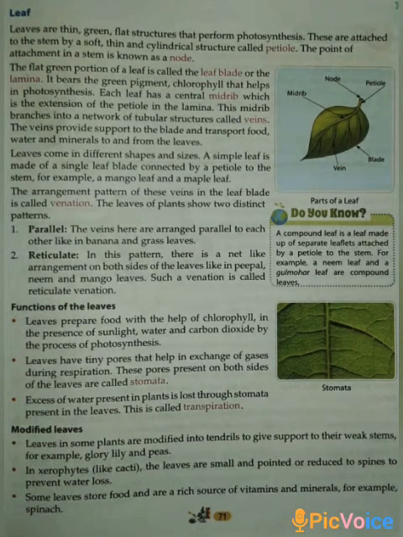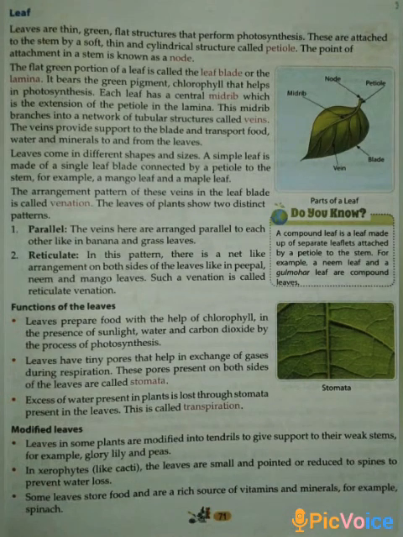Then functions of the leaves. Leaves prepare food with the help of chlorophyll in the presence of sunlight, water and carbon dioxide by the process of photosynthesis. Leaves have tiny pores that help in exchange of gases during respiration. These pores present on both sides of the leaves are called stomata.